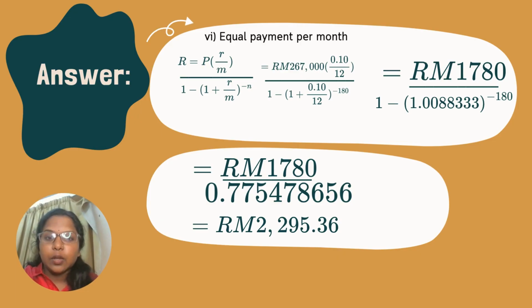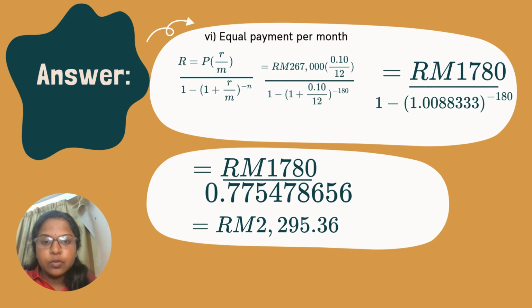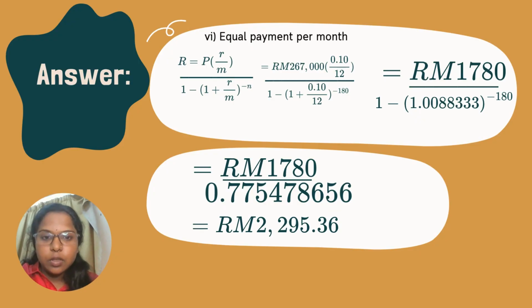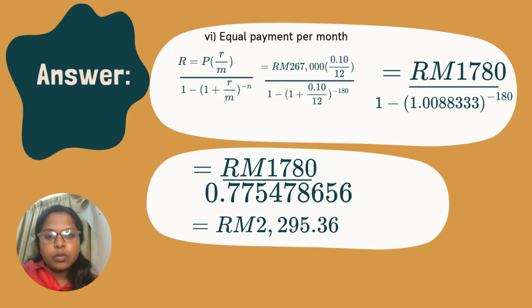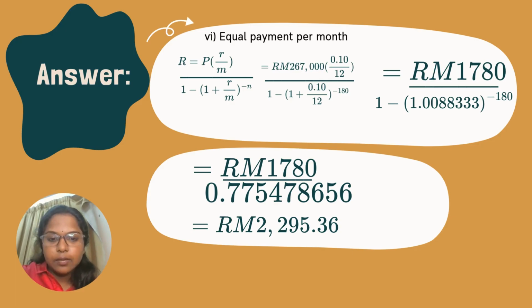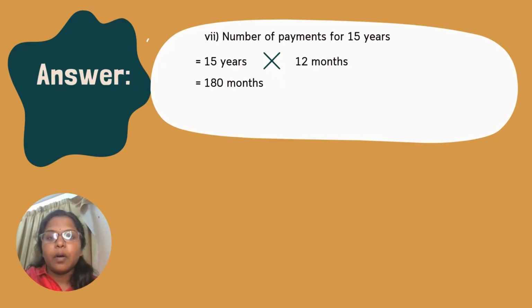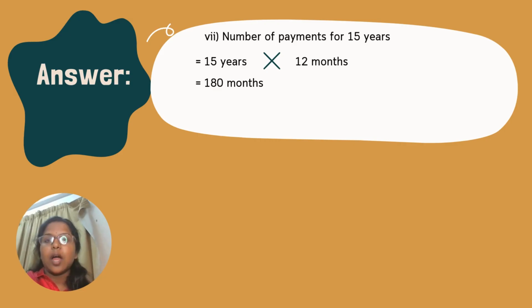So to calculate the equal payment per month, we need to use the annuity method, which is R equals P times (R over M) over 1 minus (1 plus R over M) to the negative N. So if you substitute the amounts given, the answer will be 2295.36. Last but not least, the number of payments for 15 years. For 15 years, we need to multiply by 12 months. So the total we get is 180 months.